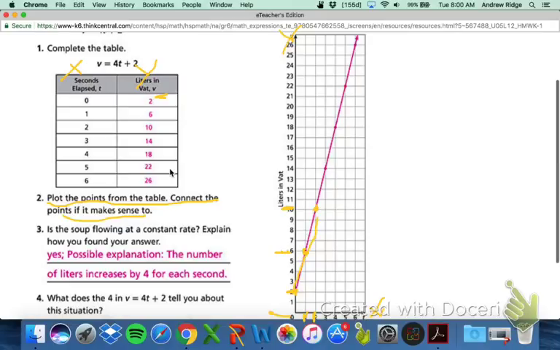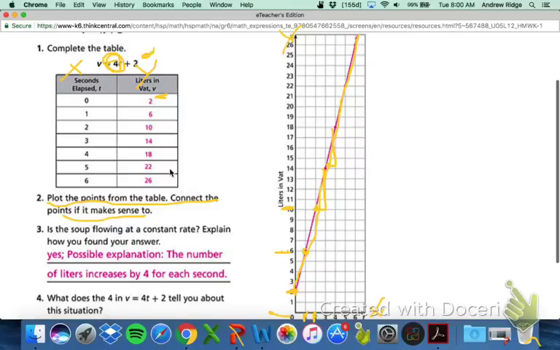Now again, what they're saying is to connect the points if it makes sense to. If it says makes sense to, they're talking about if it's a straight line. And if it's a straight line, it means that you can draw a rate triangle, right? And it has a fixed ratio, right? So our expression and our table and our graph are all talking about this fixed ratio of 4 liters per 1 second, which is what is reflected in the 4t. It's that rate, that constant rate, which we've talked about before.